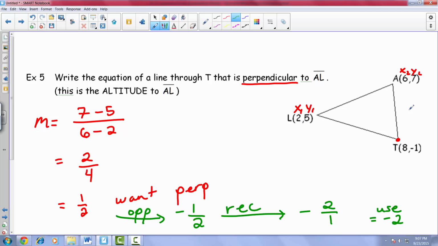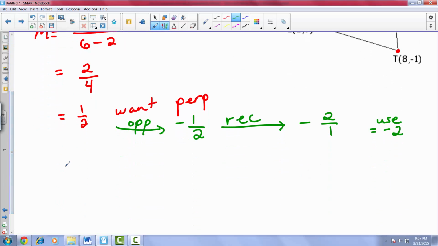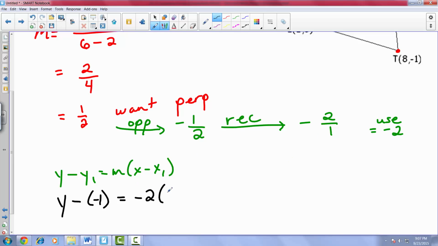Now, since we know the slope, and we know it's passing through this point T, we can go ahead and write the point slope. So we have y minus y1 is equal to m times x minus x1. And again, we can do this because we have our point and we have the slope that we're going to use. So we then end up with y minus our y1, which is negative 1, equals our slope, negative 2 that we're going to use, times x minus our x1, 8.